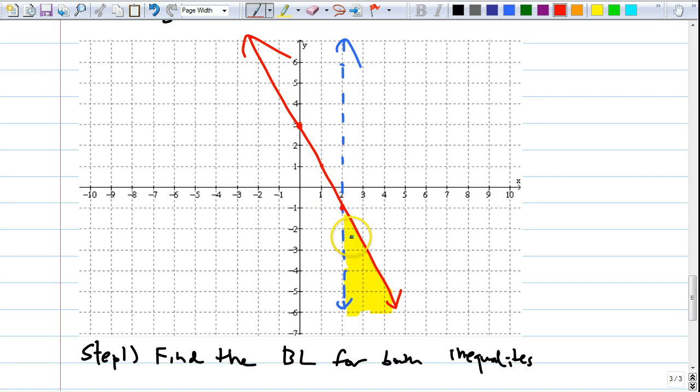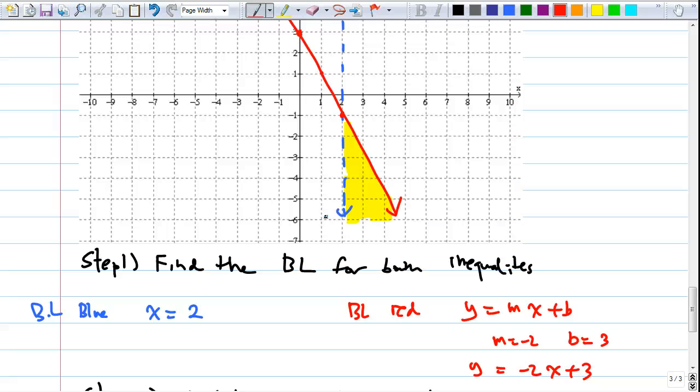Do we know how to find the y-intercept of this line right here? Yeah, it says right there. What's the y-intercept of this red line? 3. What's our slope? You go down 2 to the right 1, down 2 to the right 1, so negative 2. So what's the equation of this red boundary line? Who could tell me? Victor? y equals negative 2x plus 3 is exactly right. My slope is negative 2, my y-intercept is 3, and for the blue one, x is always 2. Now, are we done?